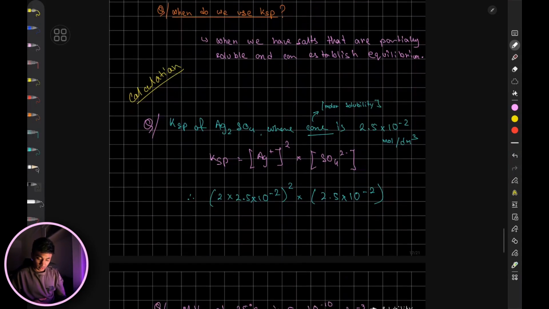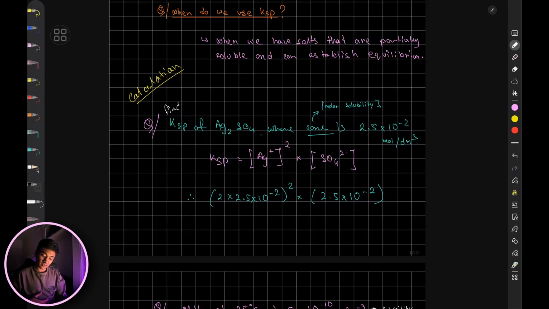So let's say you have a calculation: find the KSP of Ag2SO4 where the molar solubility of Ag and SO4 is 2.5 into 10 to the power of minus 2.